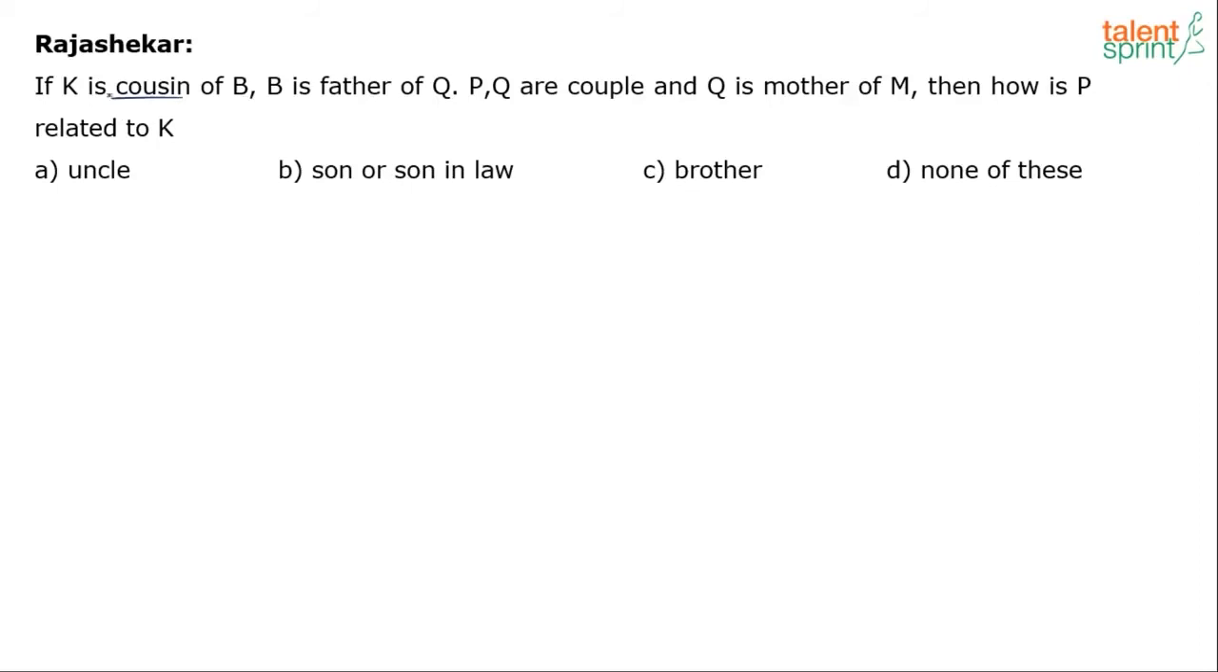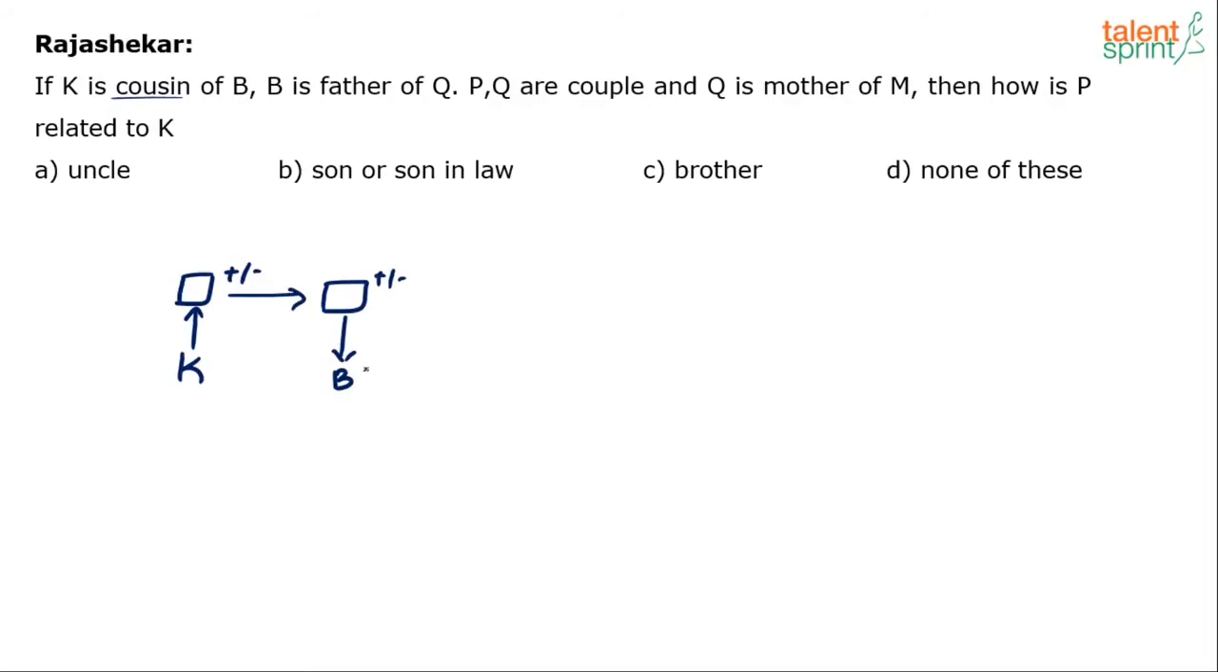B is the father of Q, right? So, K is the cousin of B means B's parents' siblings' child is K, or K's parents' siblings' child is B. Yeah, so the relationship between K and B can be drawn this way, right? K's parent, mother or father, it could be either. Their sibling, brother or sister, their child is B. You see, K and B are cousins. Again, K could be male or female, B also could be male or female as of now, right?